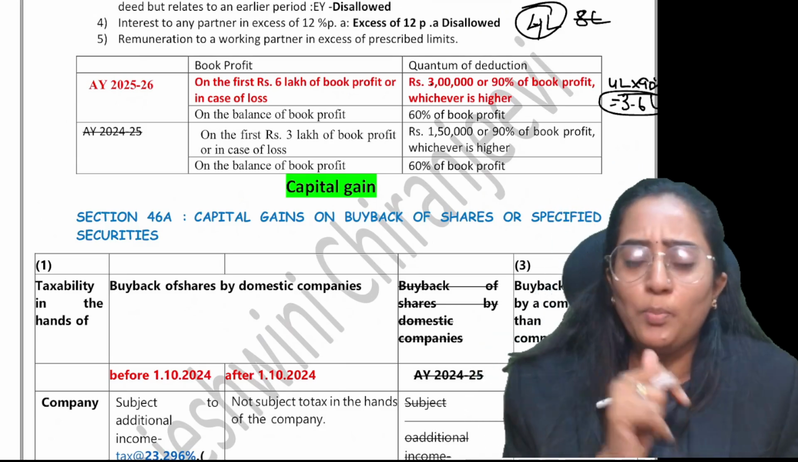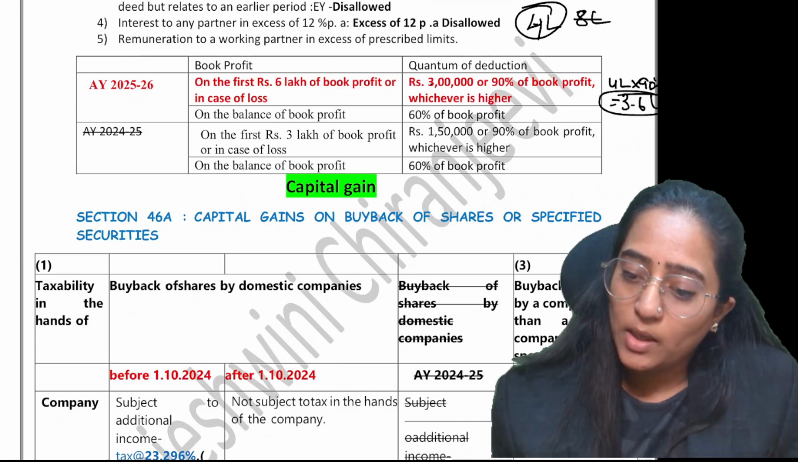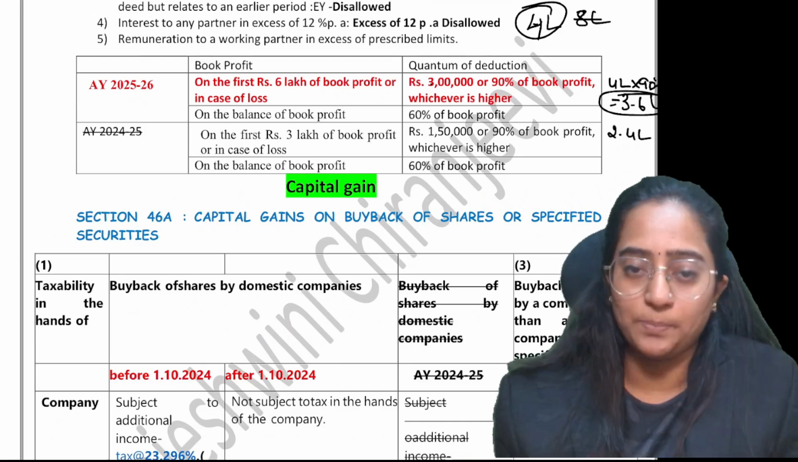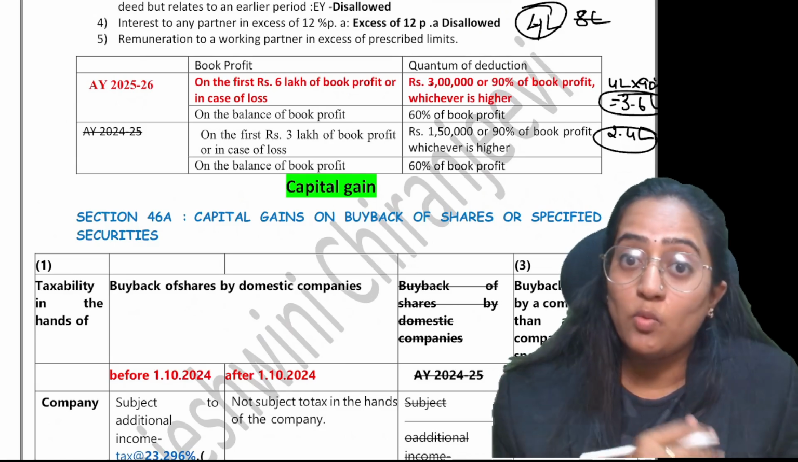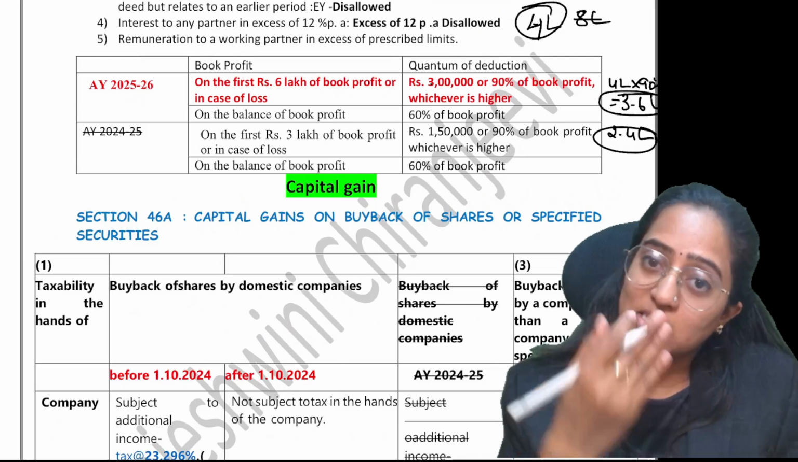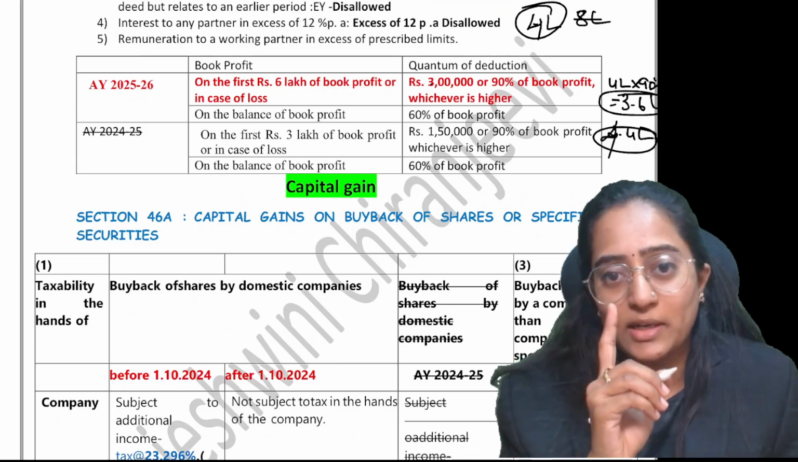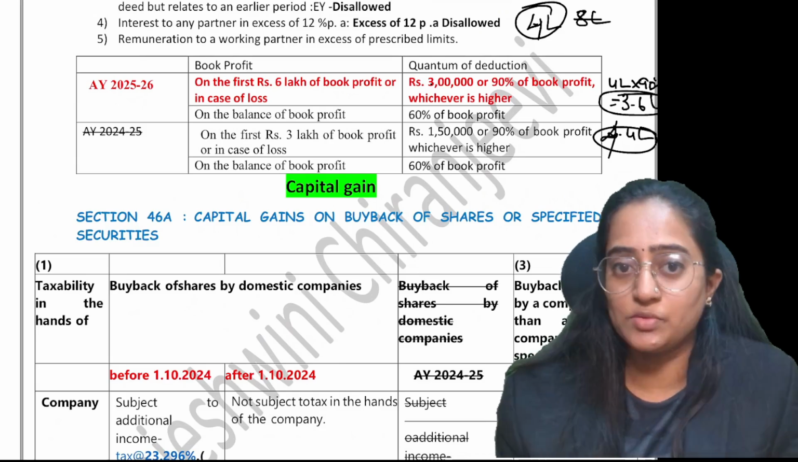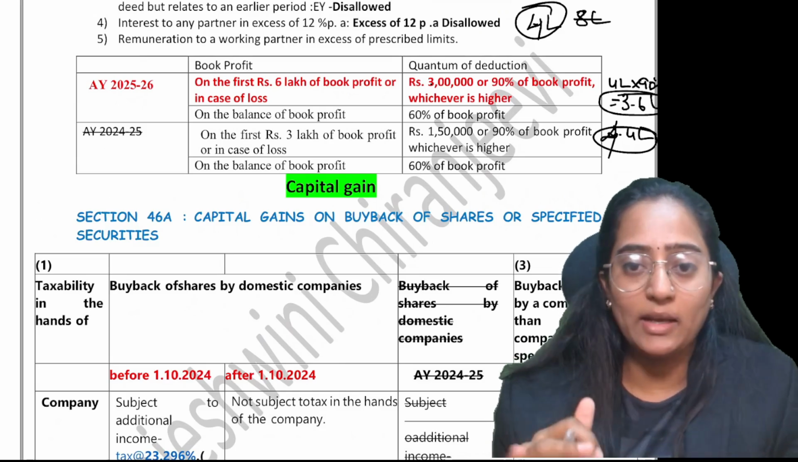Okay. Suppose, what if your remuneration is only 2,40,000? You will allow the entire 2,40,000 over here. What if it is 3,60,000? What if it is 4,40,000? Only then you will restrict it to 3,60,000. Clear? We'll take this and understand this with the help of an example here.